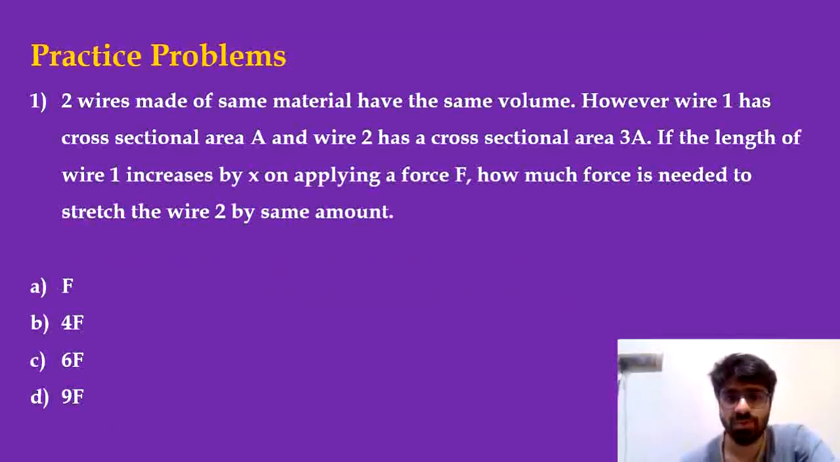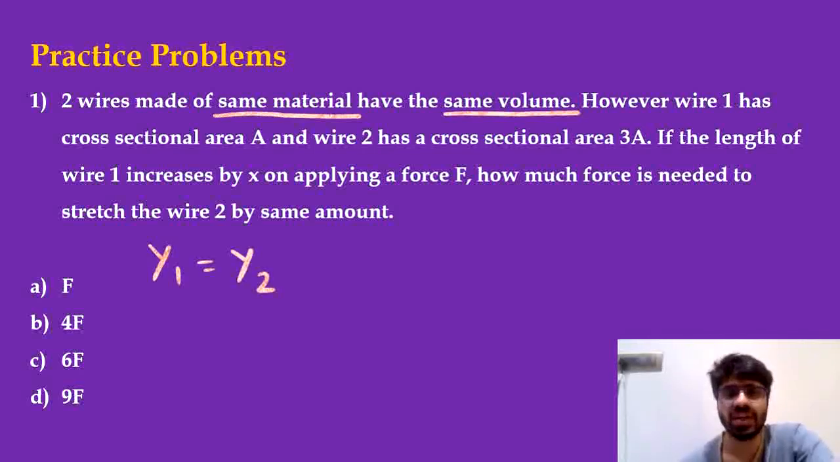There are two wires which are made of the same material and have the same volume. Keep in mind, when they say same material, it means that the two wires are going to have the same Young's modulus. Two wires of the same material might be subjected to different stress, they might have different strains, but their Young's modulus is the same. Young's modulus is a property which is specific for a given material.